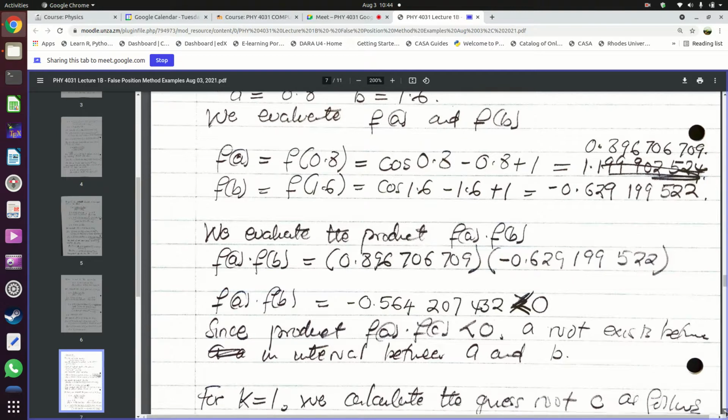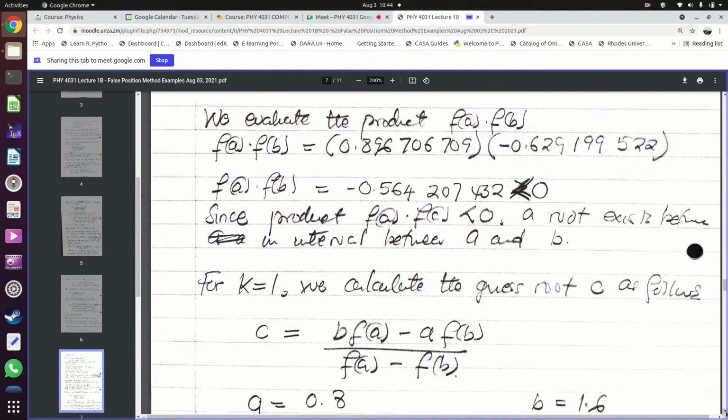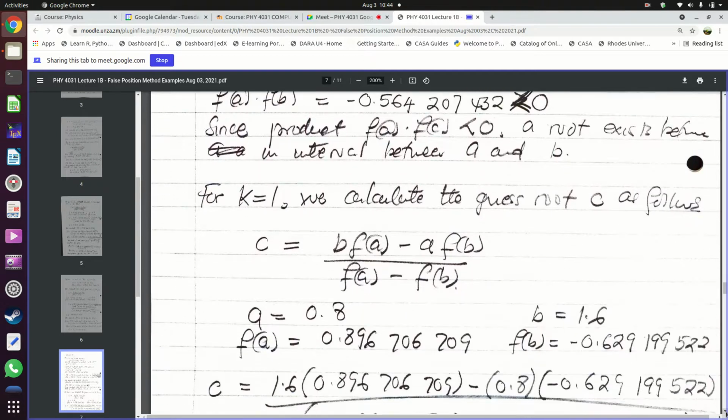Next, since we have got our A and B, and we know that there's a solution between A and B, we can work out our guess root. For k equals 1, our guess root c is going to be b times f of a minus a times f of b, divided by f of a minus f of b. So our a is 0.8, our f of a is what we have here, our b is 1.6, and our f of b is what we have here.